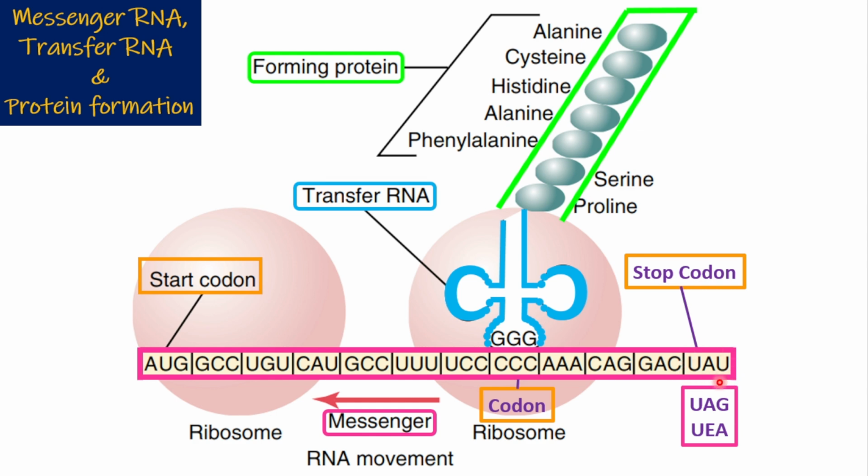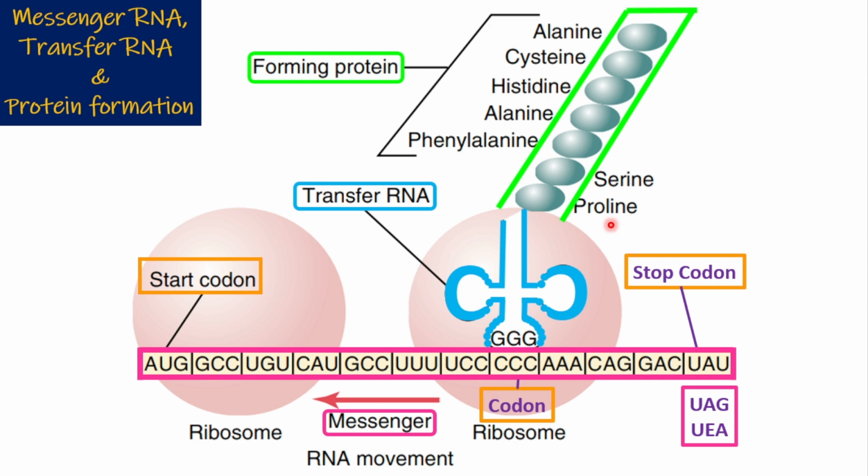There are two other stop codon sequences, UAG and UEA. So you have to remember these three sequences. These three sequences are said to be stop codons. AUG, you can remember it from augmentation. It's a mnemonic for the start codon, and for stop codons you have to remember UAU, UAG and UEA. These all are stop codons. Okay, so this is the mechanism of the production of protein.